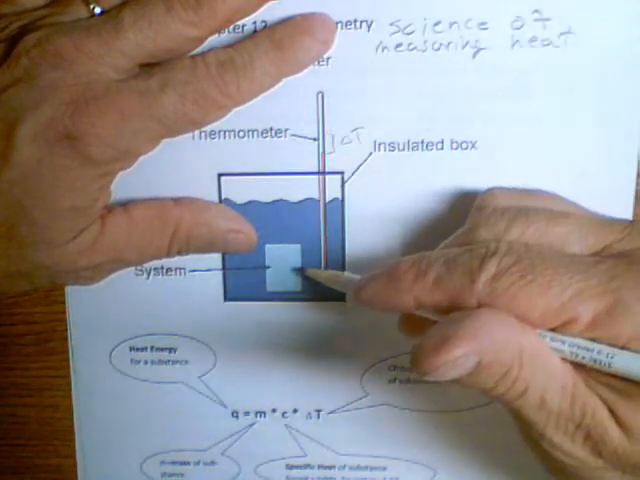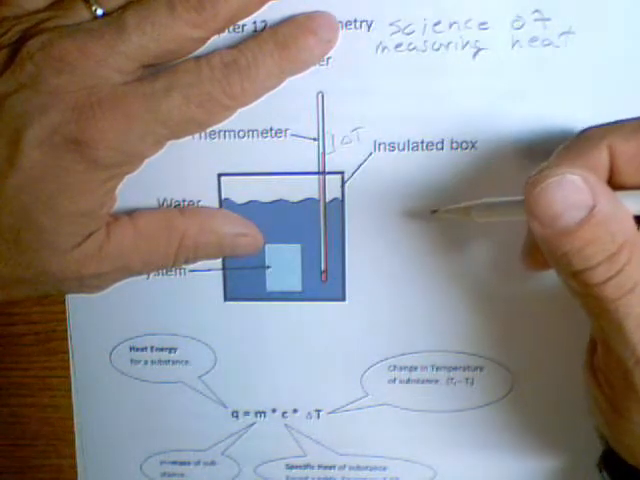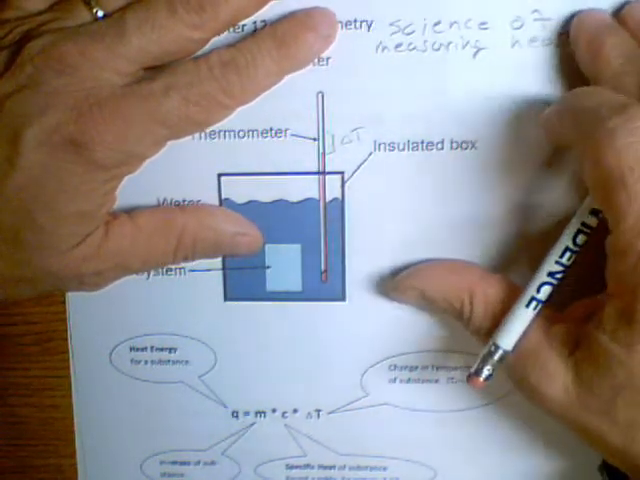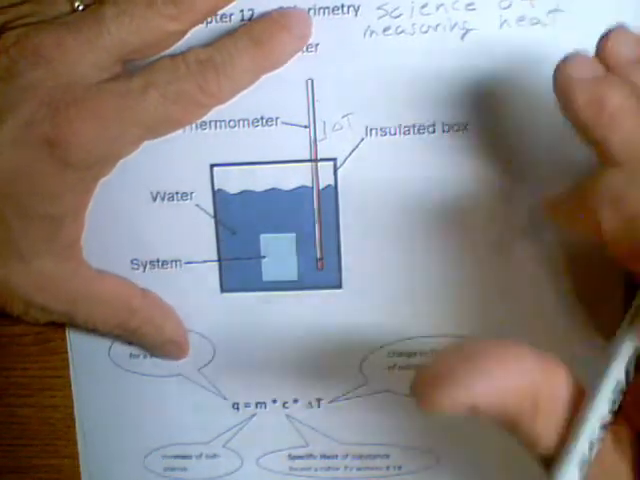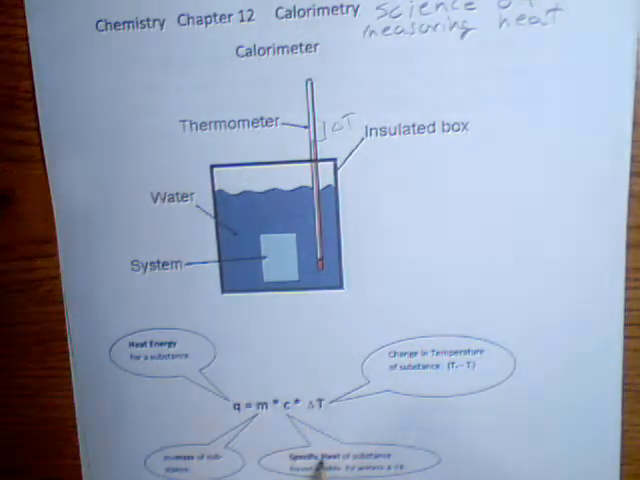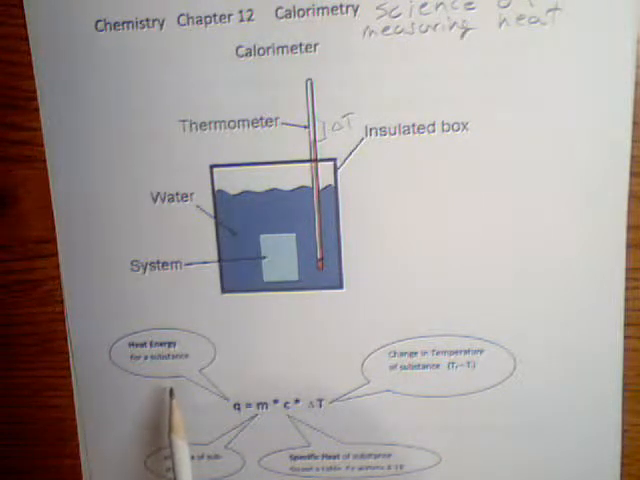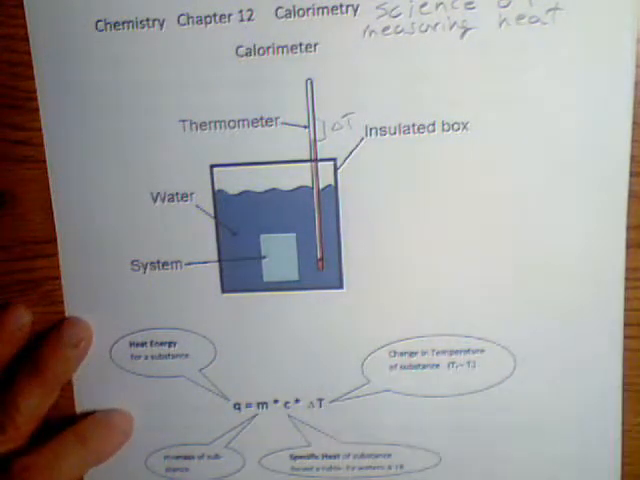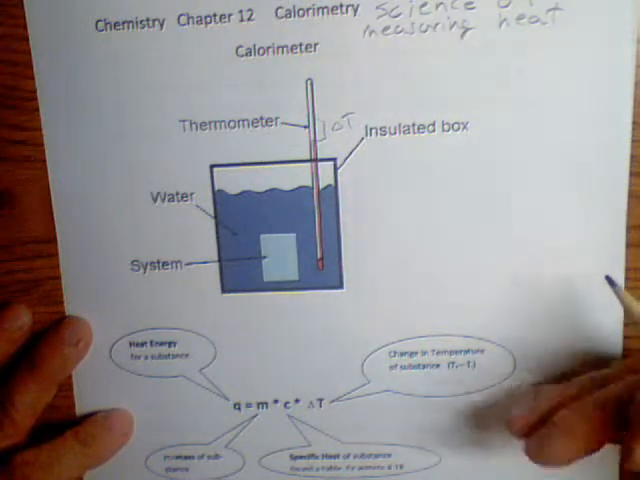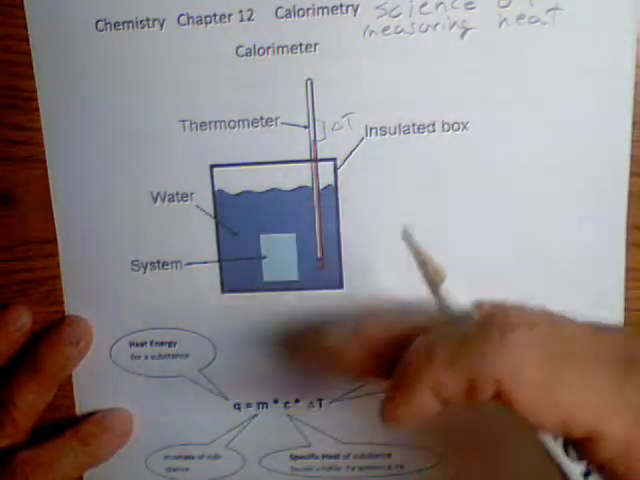We know the mass of the metal, and we could find information such as the specific heat of the metal. We could also find information such as the heat capacity, and the heat capacity is the amount of energy necessary to raise the temperature of that substance, of that metal, 1 degree.